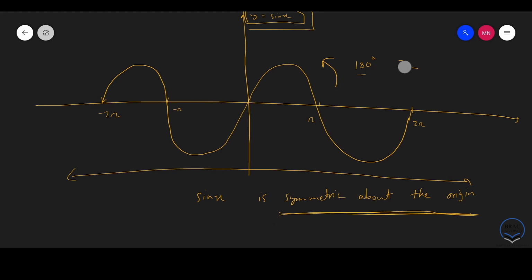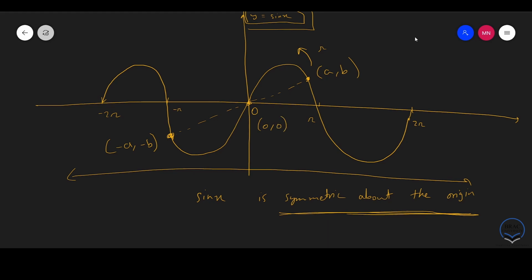So let's consider some point on the graph. Let's say we have some point a comma b. Now if I rotate this point about the origin anticlockwise by pi, then I will reach this point. After rotation, I will have this point with the coordinates minus a, minus b. Right? And the line segment will have a midpoint at the origin. So this is our origin with the coordinates 0, 0.